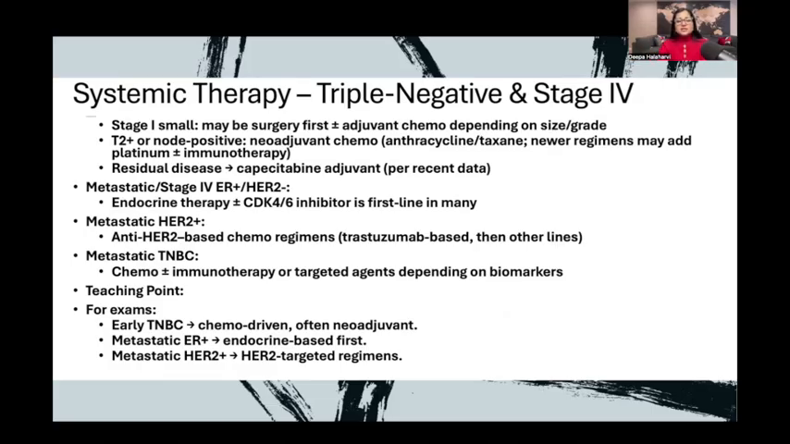So what is the take-home message? Early triple negative, they usually get chemo after surgery. If it's bigger, T2 or node positive, get neoadjuvant. Metastatic ER positive, get endocrine-based. If they're metastatic HER2 positive, they get immunotherapy-based.